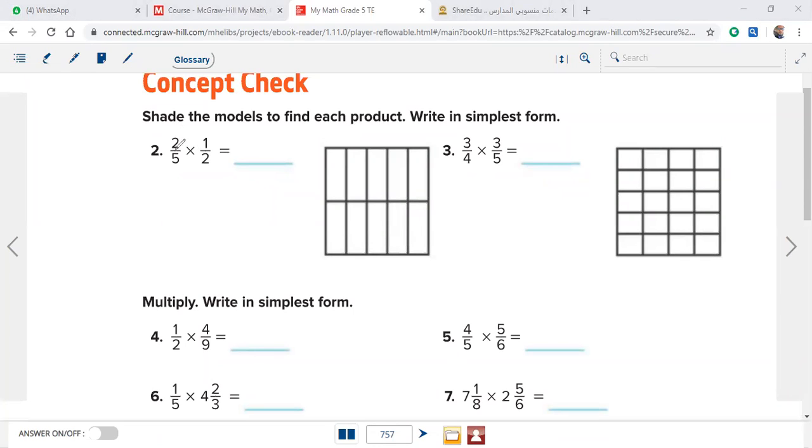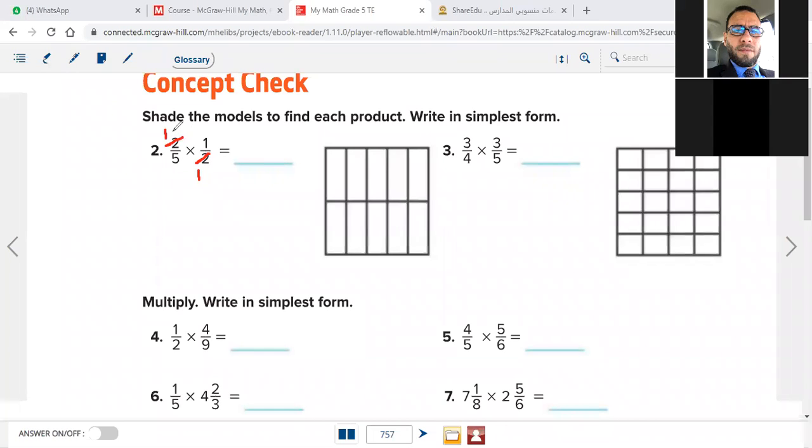Okay, here I have 2 out of 5 times by 1 out of 2. If there is any common factor between numerator and denominator, yes, I have here 2 and 2, same number. Numerator and denominator means I can divide any number by itself to give us 1. So I can simplify 2 divided by 2 equals 1, and 2 divided by 2 equals 1. Okay? Okay, so now there is no other common factor, so I have to multiply.